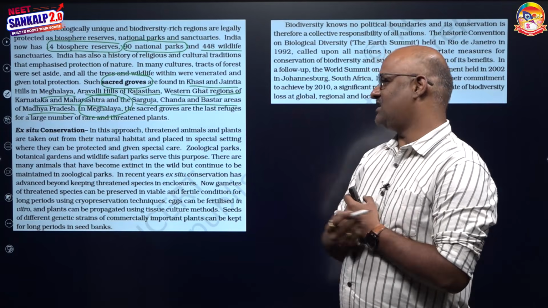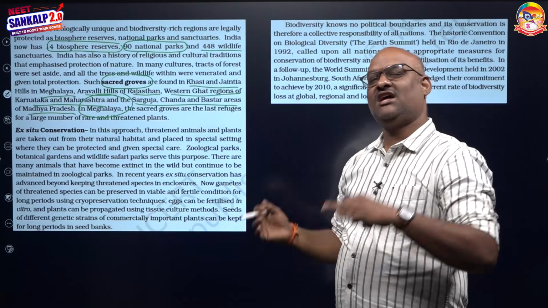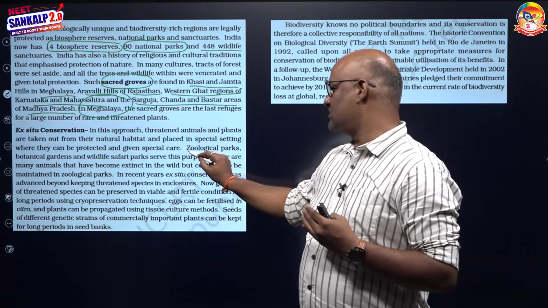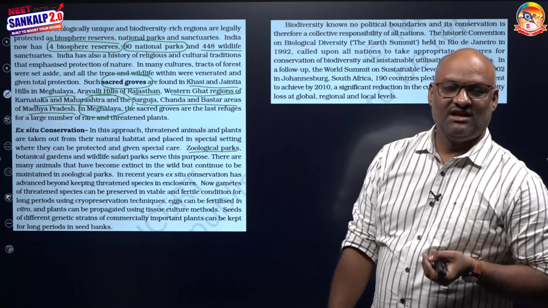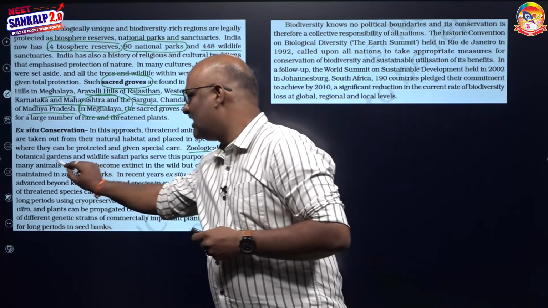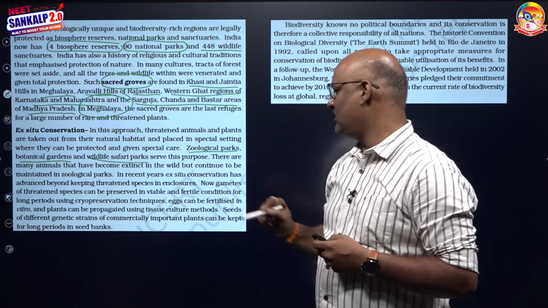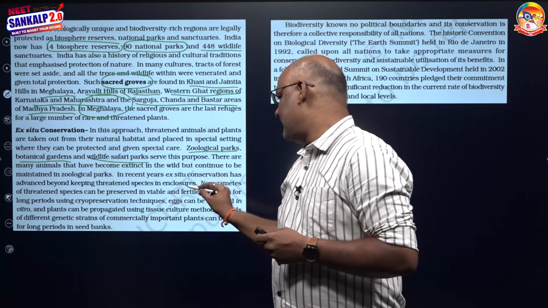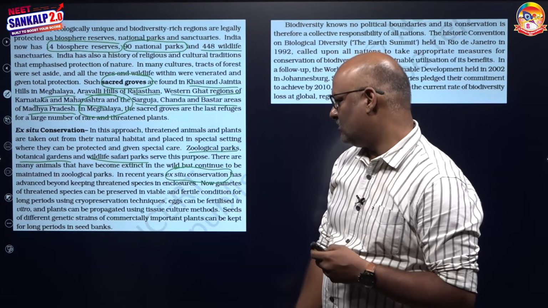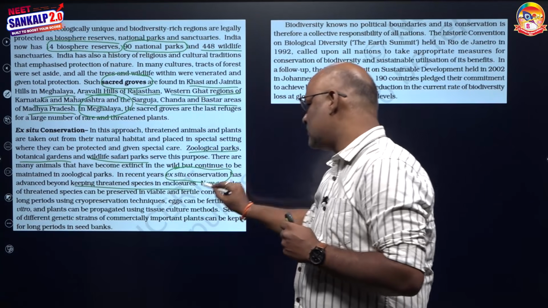Now let us see about ex situ conservation. Organisms taken out of their natural habitats and protected outside them is called ex situ conservation. In this we have zoological parks, where we artificially provide food, space, shelter and protection to the organisms, botanical gardens for the plants, zoological parks for the animals, and wildlife safari parks also for the animals. Ex situ conservation, the conservation outside, also involves keeping threatened species in enclosures.